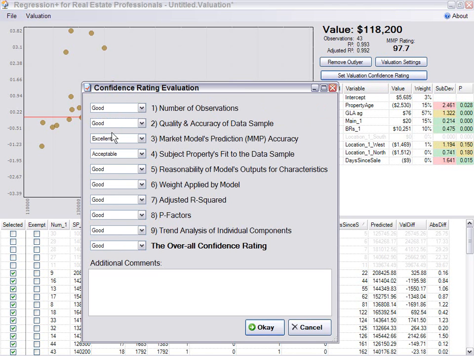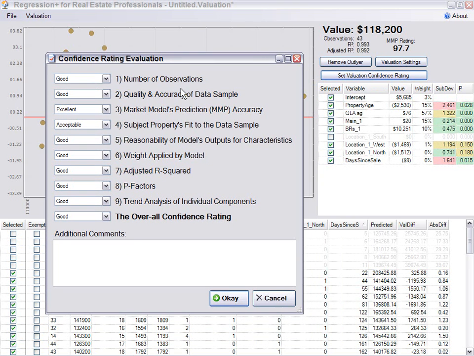And these are filled in because I've already done this, and normally these would all be blank. But what this is, is a checklist for the human appraiser, the human user, which in this case is the appraiser. The number of observations, 43, good. Quality and accuracy of the data sample. The appraiser knows if that's good data or bad data, and the quality of that data. And let's say it's good. Market models, MMP, 97, that's excellent. Subject properties fit to the data sample. That would be this, and it's acceptable.